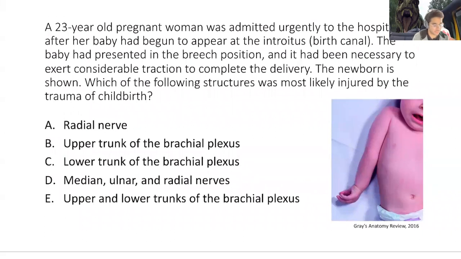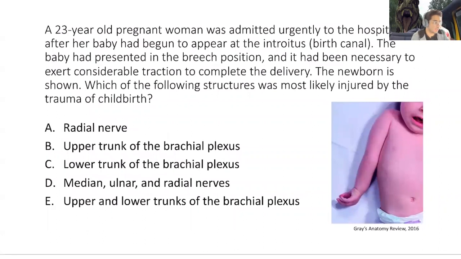These are just like how they're going to ask you these exam questions. So keep that in mind. Make sure you guys are doing plenty of grays because it's golden.